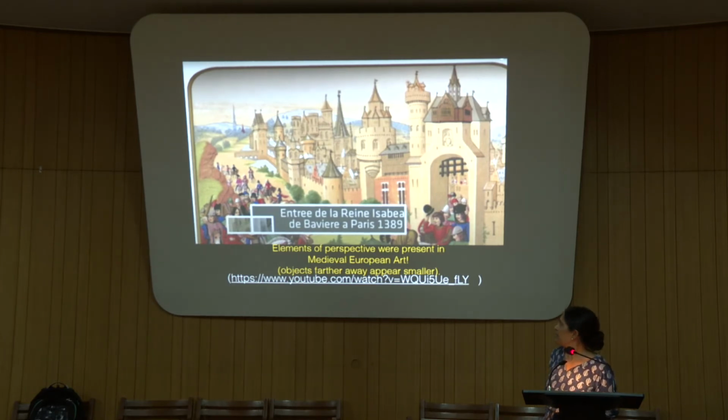Interestingly, elements of perspective were present in medieval European art also. So this is a piece of art from 1389. And notice that the artist does have a notion of perspective, in the sense that things which are far away look smaller than the things which are closer by.